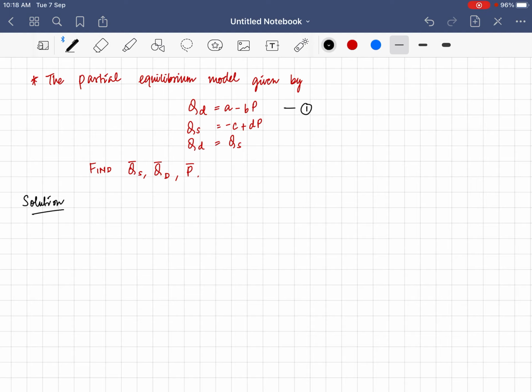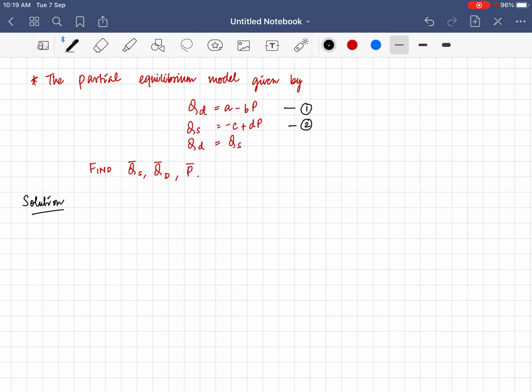Now the second equation tells you the quantity supplied, which is equal to minus C plus DP, where C and D are constants, same as before like A and B, and capital P denotes the market price. So again you see the supply depends upon the price.